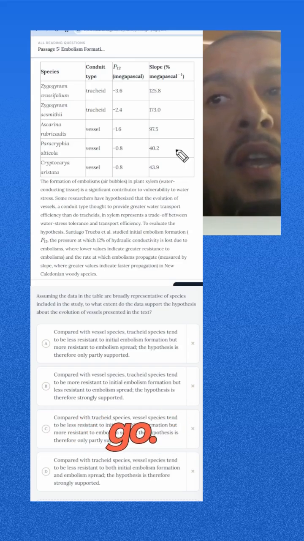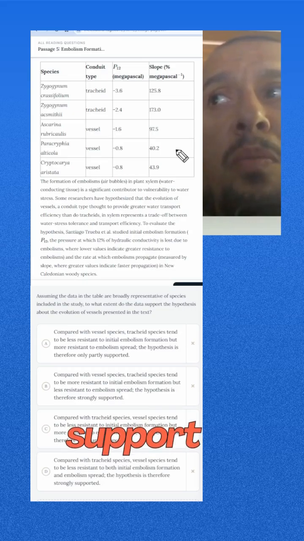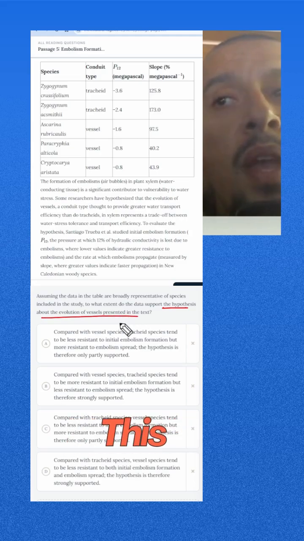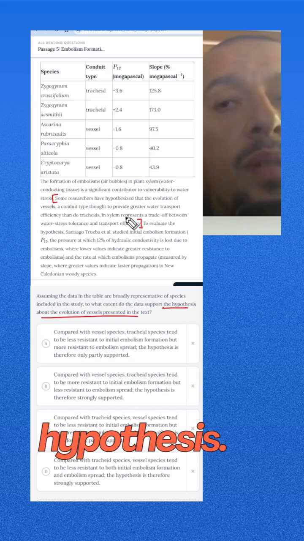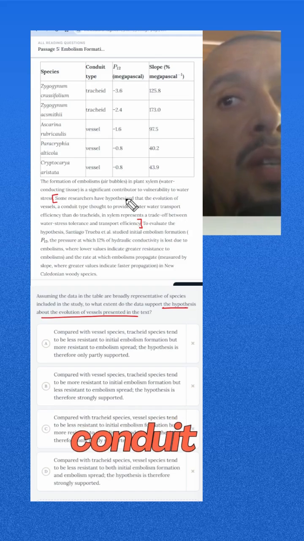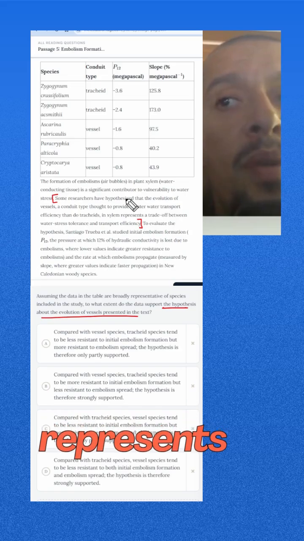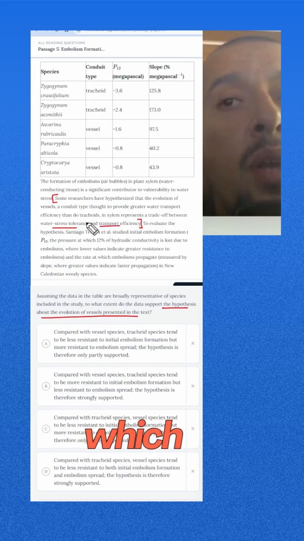Ready, steady, go. The question here is asking us to support the hypothesis about the evolution of vessels presented in the text. This text is unique because the hypothesis comes in the second sentence here. So let's read the hypothesis. Some researchers have hypothesized that the evolution of vessels, a conduit type thought to provide greater water transport efficiency than the tracheids and xylem, represents a trade-off between water stress tolerance and transport efficiency, which means they're trading tolerance for efficiency.